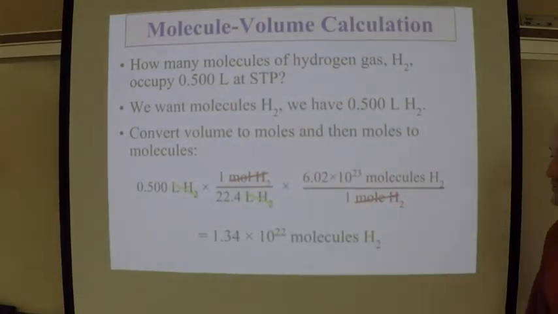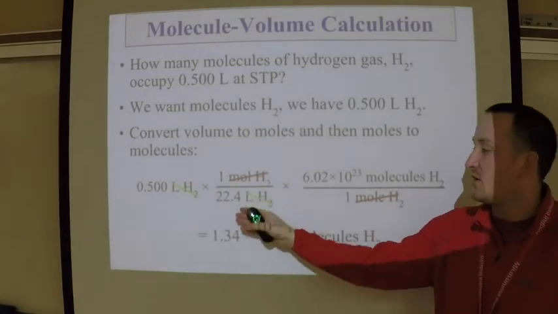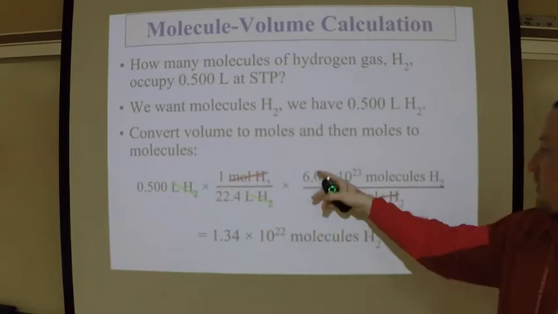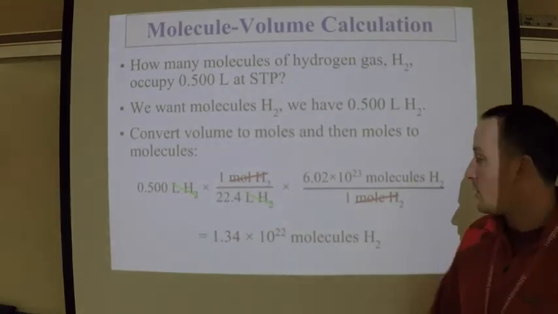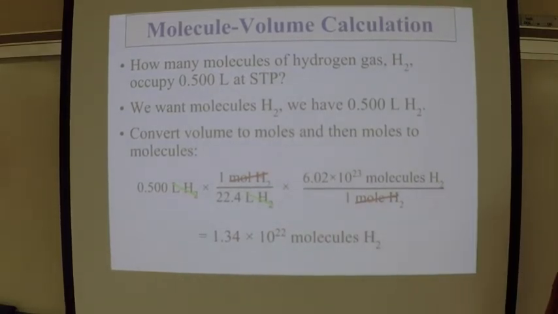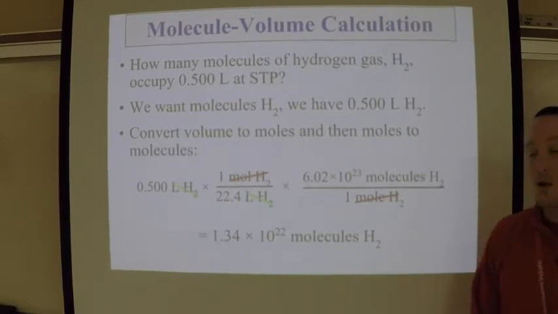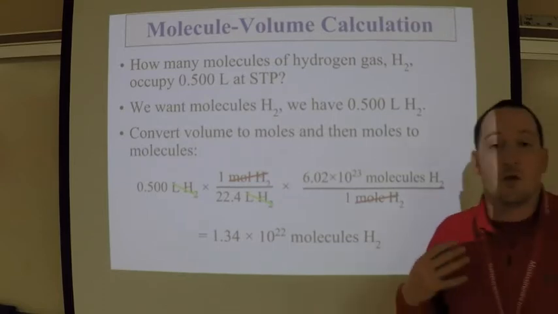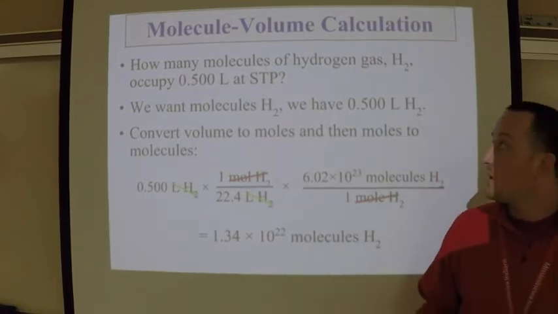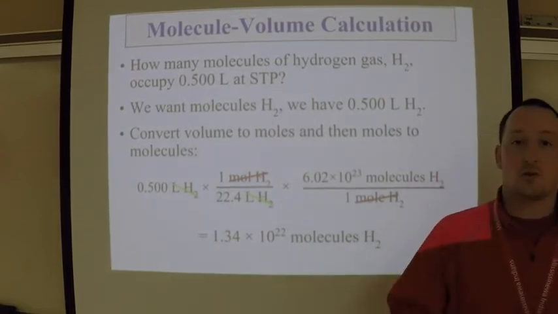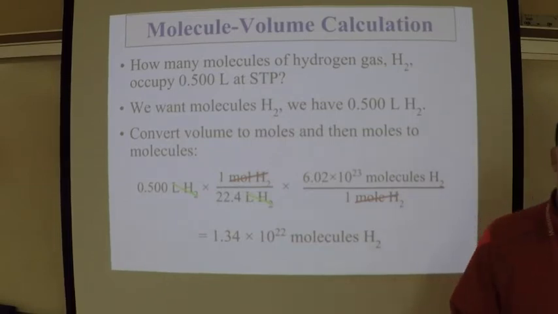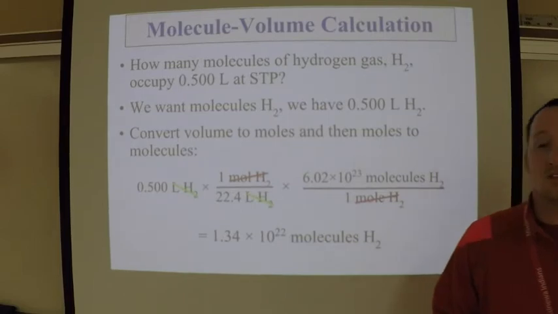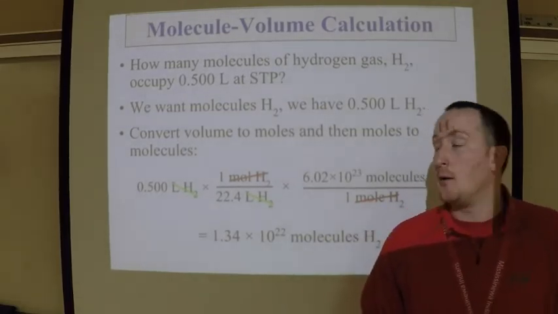Then to do my math, I would just do 0.5 divided by 22.4, then multiply in parentheses by 6.02 times 10 to the 23rd, and I would get that I have 1.34 times 10 to the 22nd molecules of hydrogen. So again, the new conversion that we have is just that 1 mole is equal to 22.4 liters. Using your mole map and getting used to it and internalizing it is going to be really important.